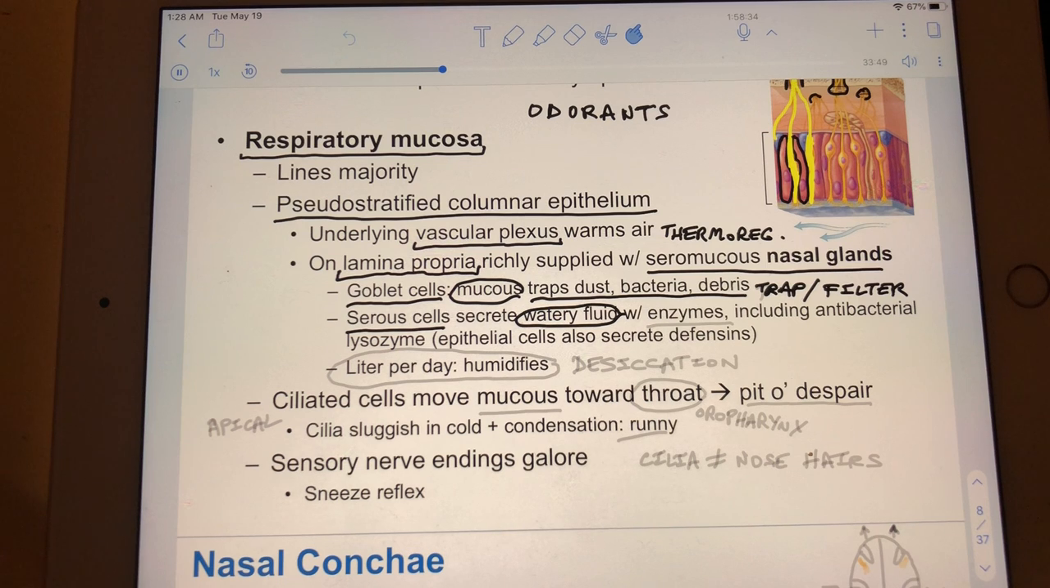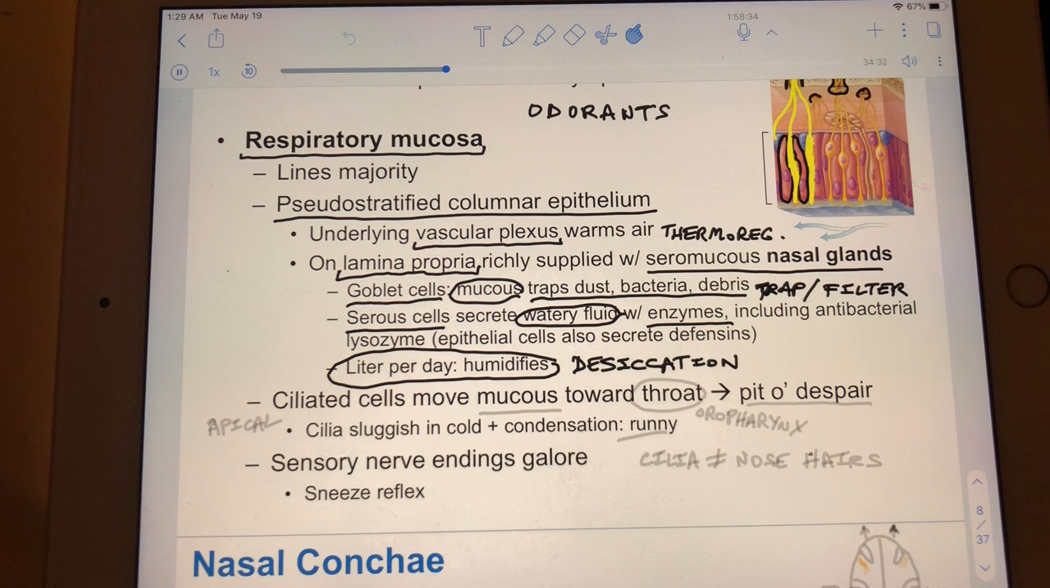Okay. And in that serous fluid are oodles of enzymes, including but not limited to antimicrobial agents, like defensins, okay? And how gross is this? We produce about 1 liter of seromucous fluid, that thin mucus, every day. Ew! But that's how we're able to lend moisture to incoming air.